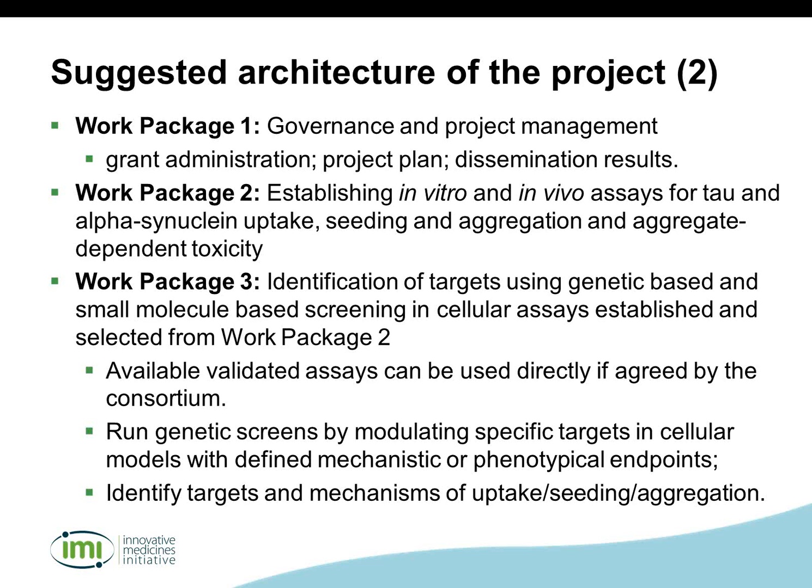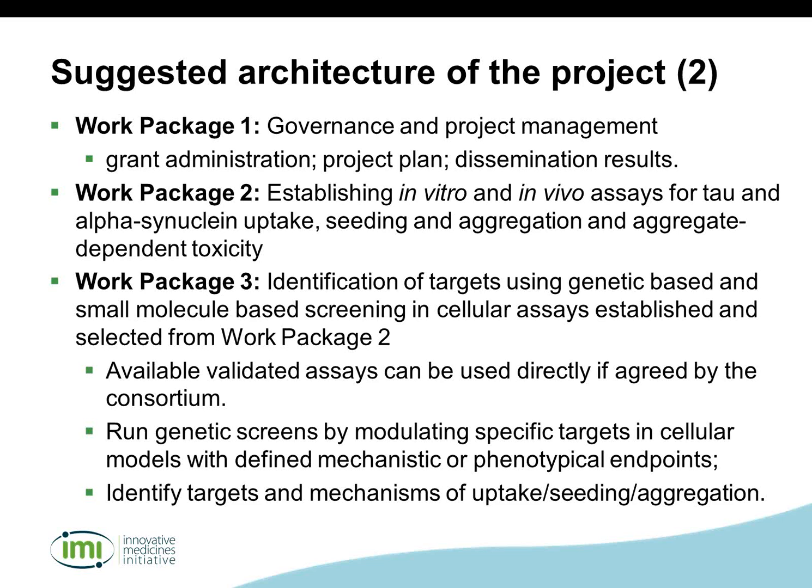The work package leader should also, if considered beneficial, ensure collaboration with other relevant projects and take initiatives to ensure external awareness. Work package 2 is about establishing in vitro and in vivo assays for tau and alpha-synuclein uptake, seeding, and aggregation and aggregate-dependent toxicity. Basically, it is divided into an experimental part on setting up and validating the different assay and model systems. And hereafter there is an evaluation phase where the different assays would be compared and further judged for their ability to function as target identification or validation assays in work package 3 or 4.